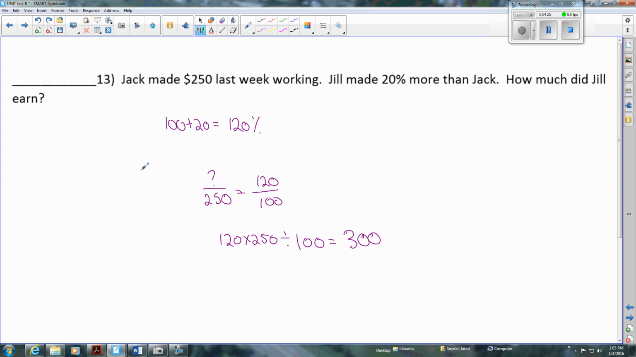Jack made $250 last week working. Jill made 20% more than Jack. How much did Jill earn? So we know that she made 20% more, so you'd add that on to the original 100. So you take 250, multiply it by 120%, then divide it by 100, and we get $300.